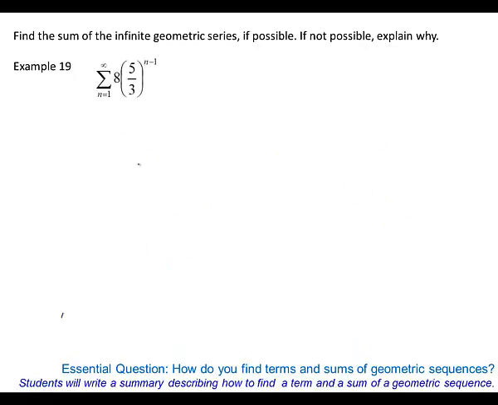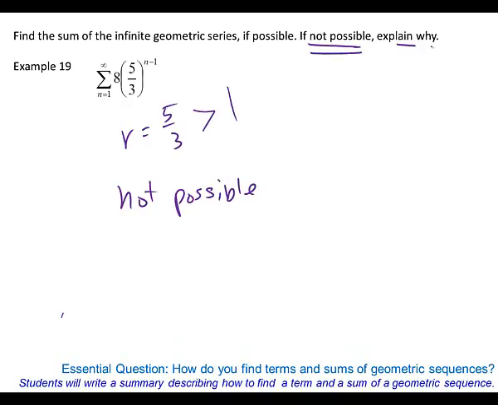Last one, right? Check your ratio. What's the ratio this time? Is that between -1 and 1? No. That's greater than 1. So can we find this one? Nope. So we would say not possible. Because notice, it says, if not possible, explain why. Okay? And I would say because, and I'm going to be lazy, B/C, because R is greater than 1. It's math class, so we don't need to spell out the word.